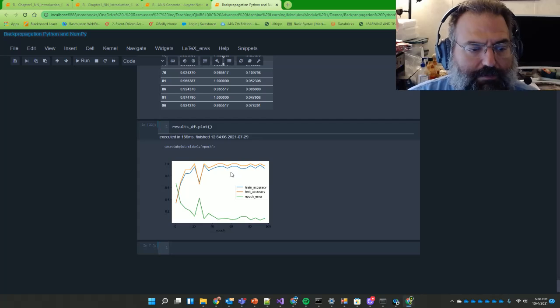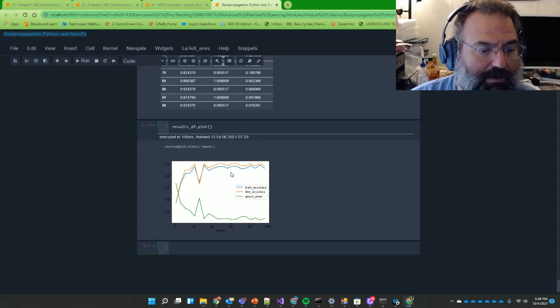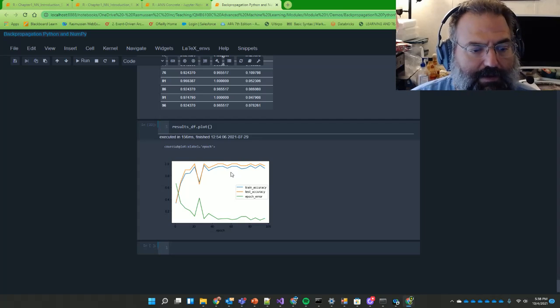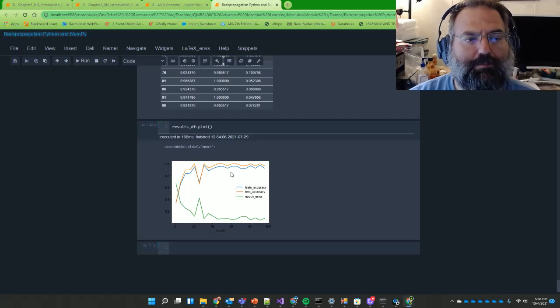And a visual representation of that is that around 50 is kind of the place where the epoch error is essentially minimized and test and train accuracies are maximized. So probably part of why that was selected as the value.